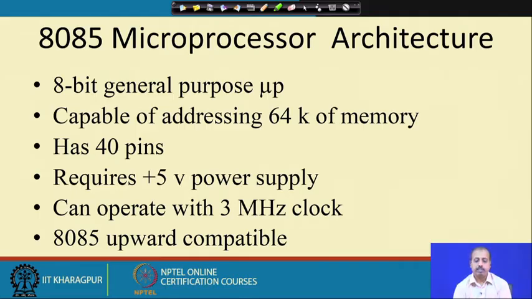Since the 8085 comes as an IC chip, the chip has 40 pins. The power supply requirement is plus 5 volts. The clock frequency it can operate at is 3 megahertz, and it is upward compatible. Upward compatible means that if you have older versions of some processors, you can just take that chip and put this chip into the system. So, upward compatibility is maintained.